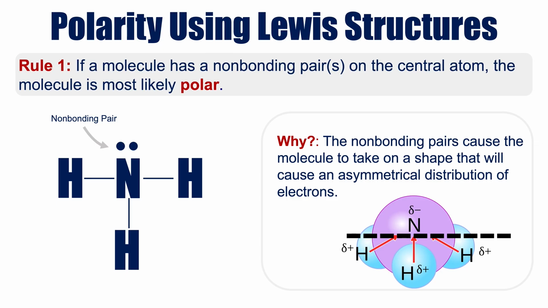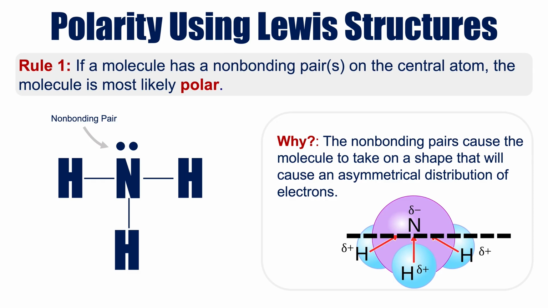The reason for that is when there's non-bonding pairs on the central atom, that generally causes the molecule to take on a three-dimensional shape that causes an asymmetrical distribution of electrons. A key thing to understand is you can't see this uneven distribution from the Lewis structure itself. It's something that comes into play when you're looking at the three-dimensional geometry the molecule takes.